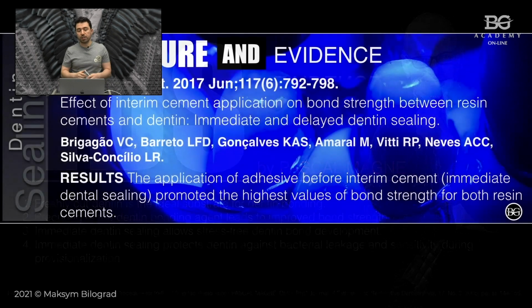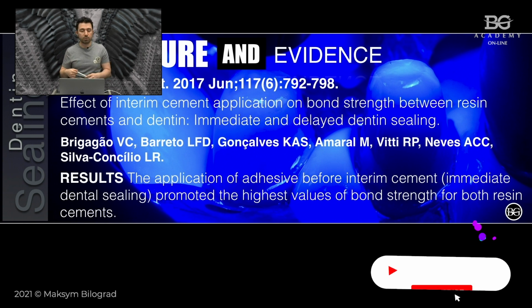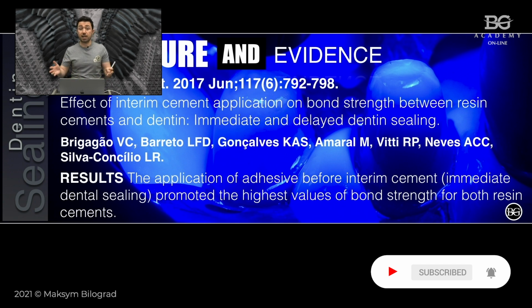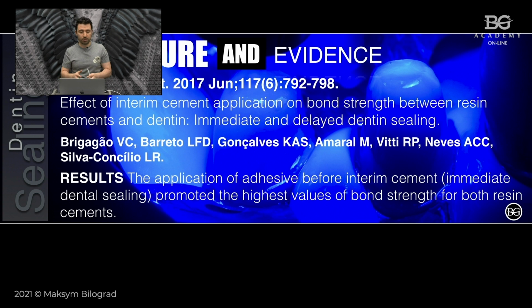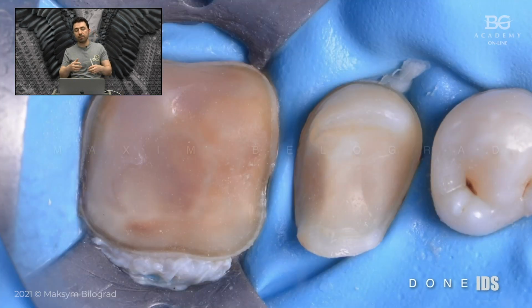Okay. Also, it is proven that IDS improves bonding between your indirect restorations and the tooth. And this is a recent article from 2017 from the Journal of Prosthetic Dentistry that proves that IDS actually works. The article is from other authors, so Pascal Magne was not included in that research, but these authors prove that it actually perfectly works. Okay, so we provided IDS, then we removed this oxygen inhibited layer. Here you can see how the tooth looks after resin coat.